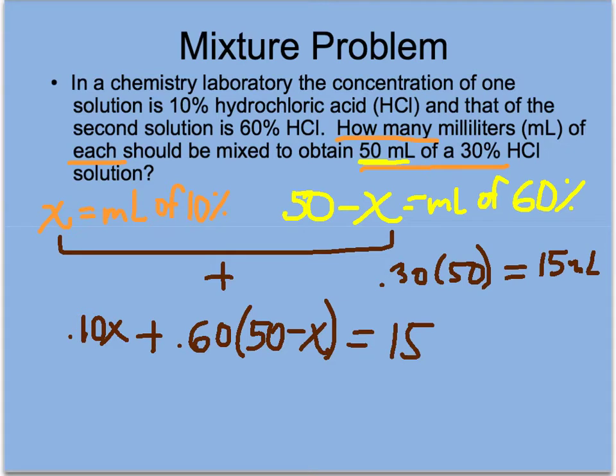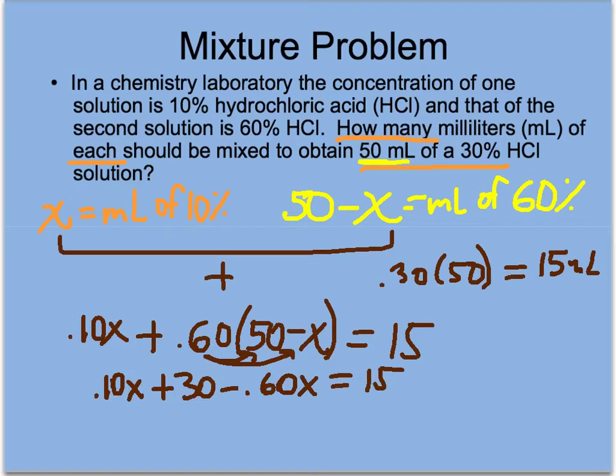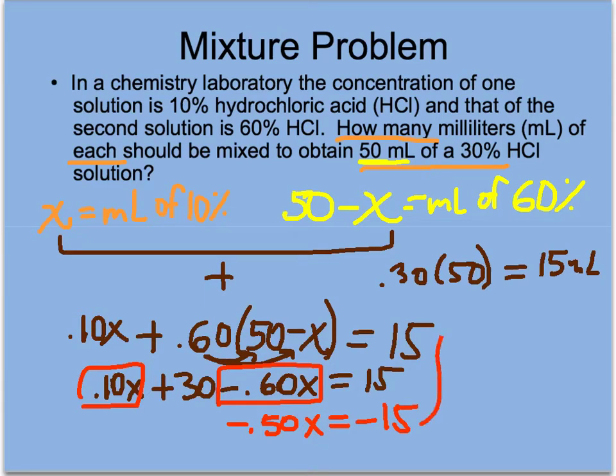First, we'll distribute the 0.60 to the parentheses right here. Doing so yields this result: 0.10x plus 30 minus 0.60x equals 15. And next we'll subtract the 30 and combine the like terms on this side. That gives us a result of negative 0.50x equals negative 15. And once we divide, we get x equals 30 milliliters.